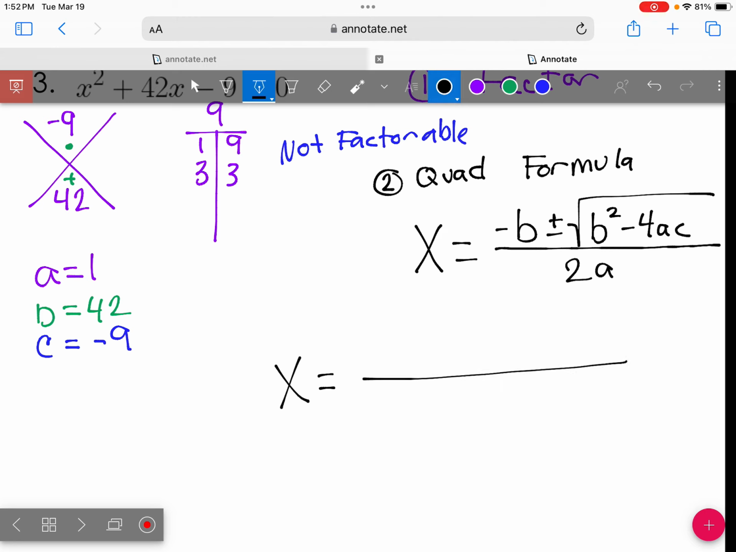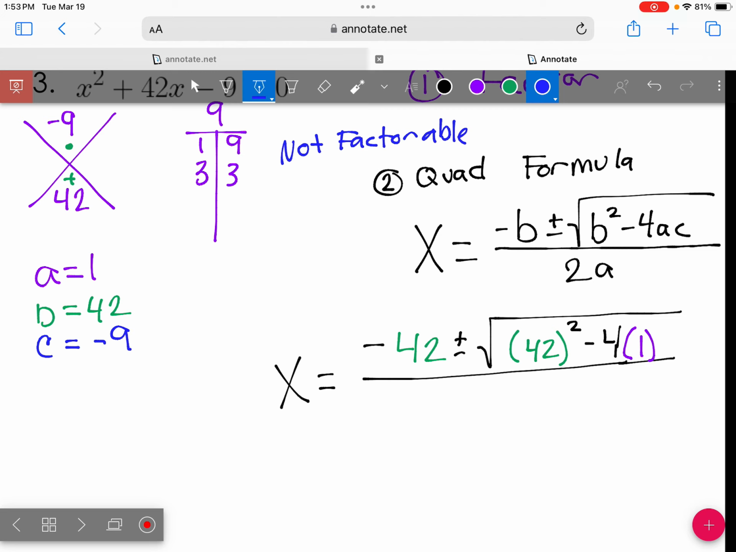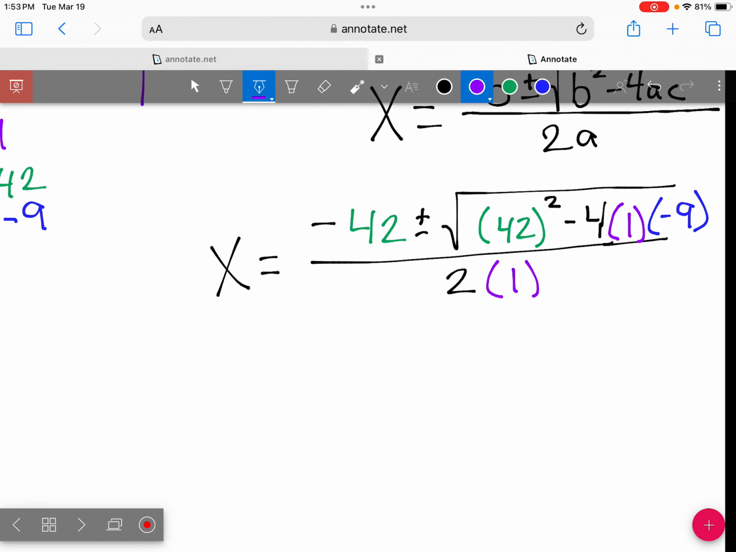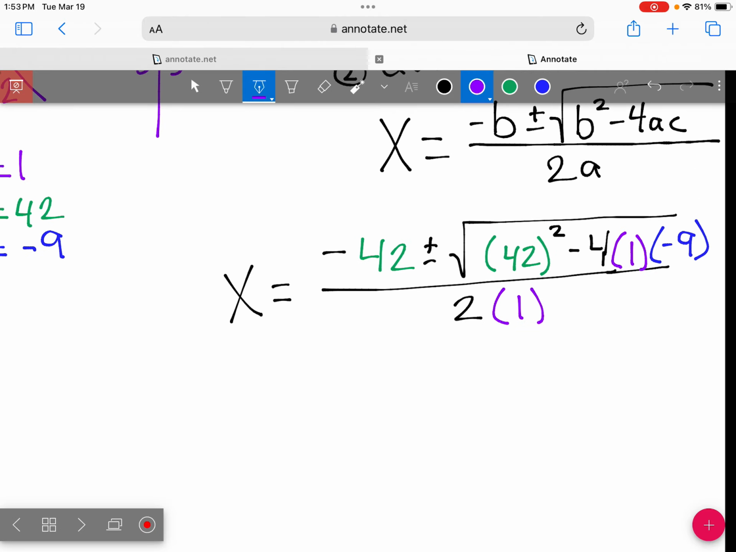So x equals the opposite of our b, 42, plus or minus the square root of b, which is 42, squared, minus 4 times our A times our C, divided by 2 times our A. So we're just plugging things in. And I, in fact, will almost always color code like this so that I can help spot that I've got everything plugged in correctly.